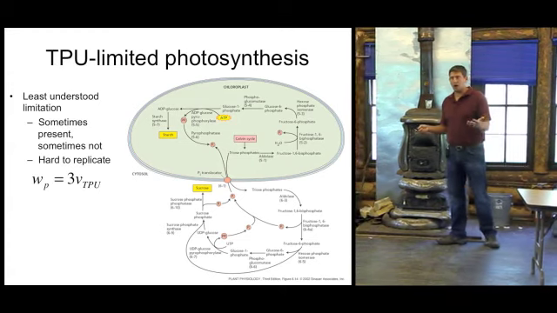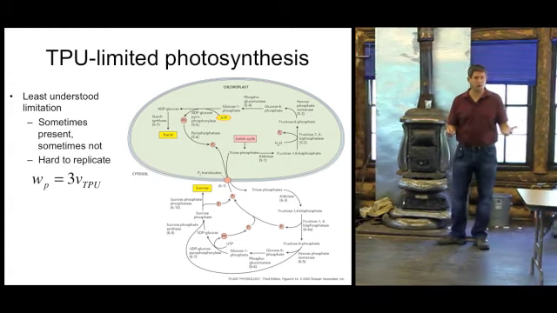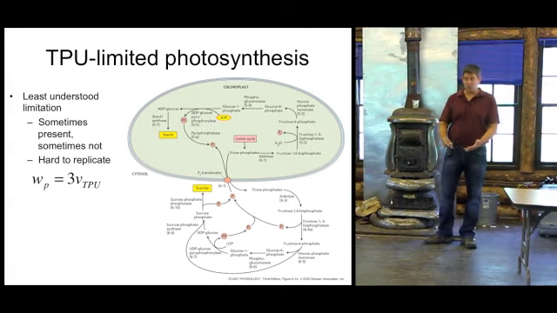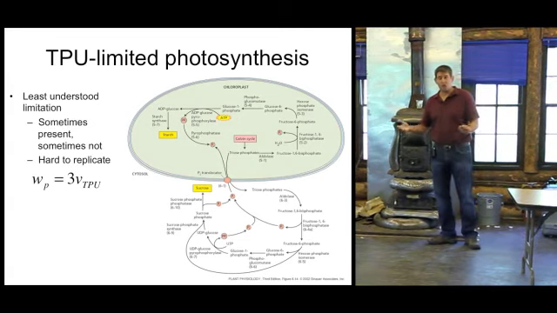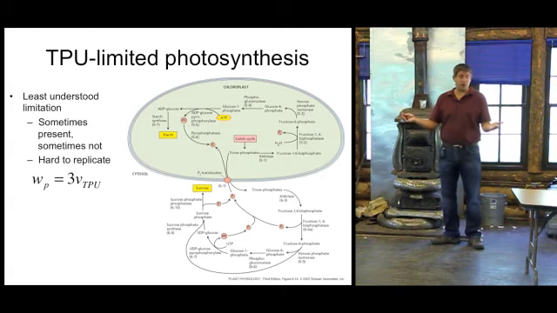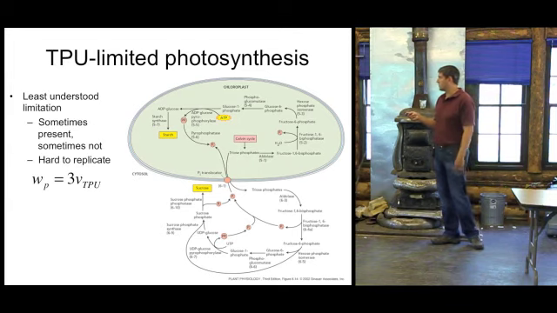So if I measure, let's say, soybean at low temperatures on one day, I'll see TPU limited photosynthesis. 5 days later, and environmentally nothing seemed to have changed, I won't see TPU limited photosynthesis. So there's just a whole lot of uncertainty with TPU limited photosynthesis.